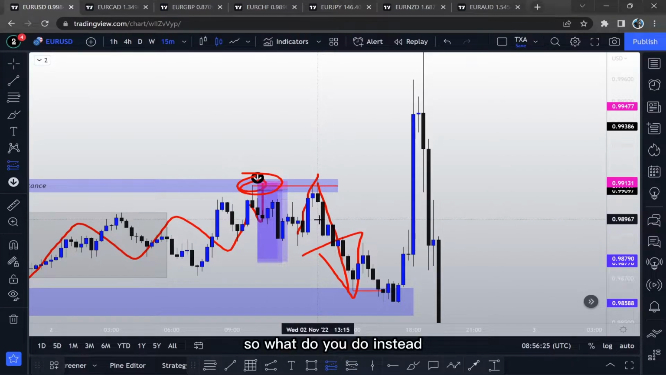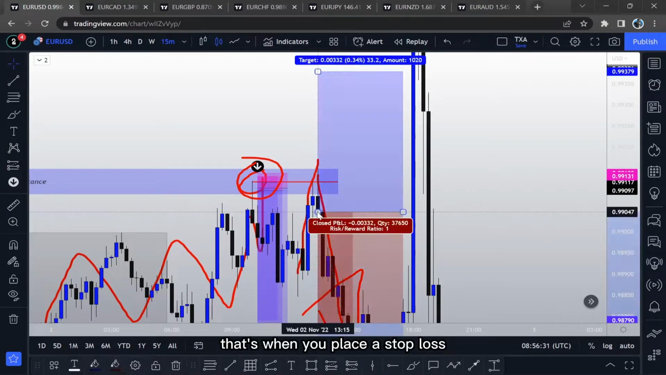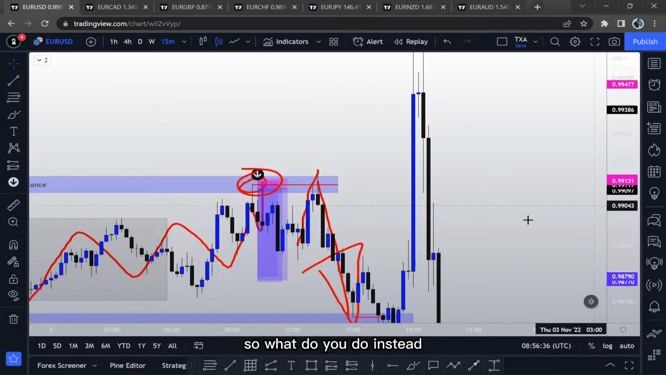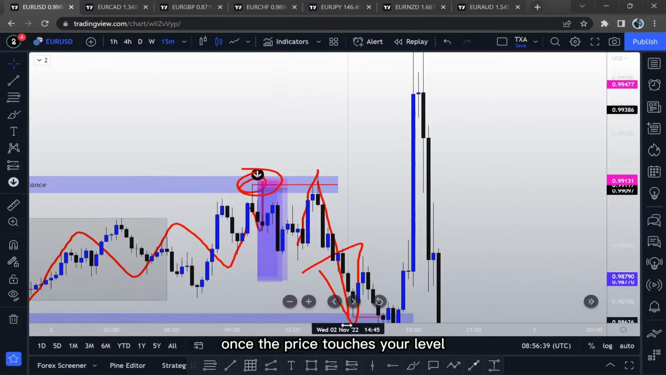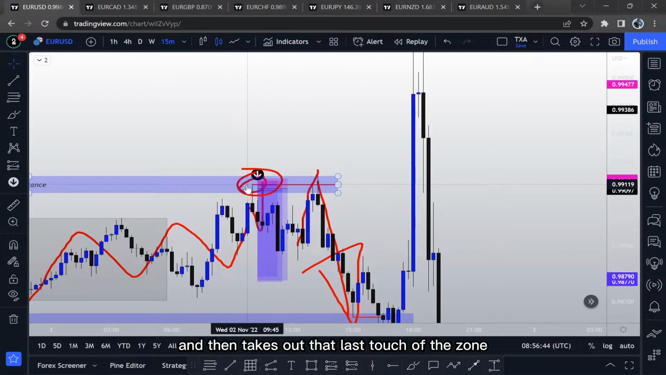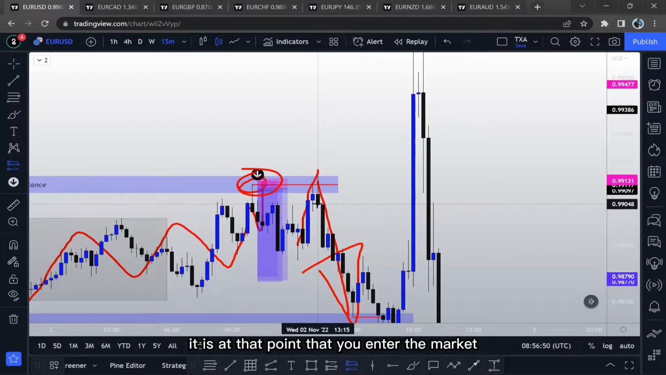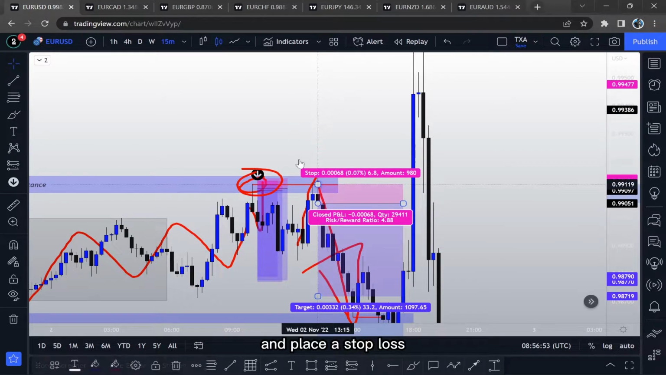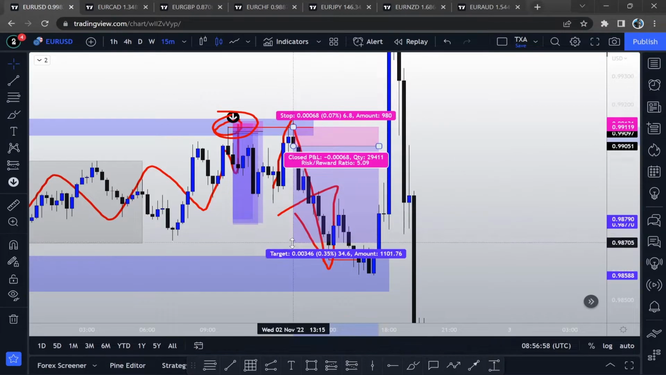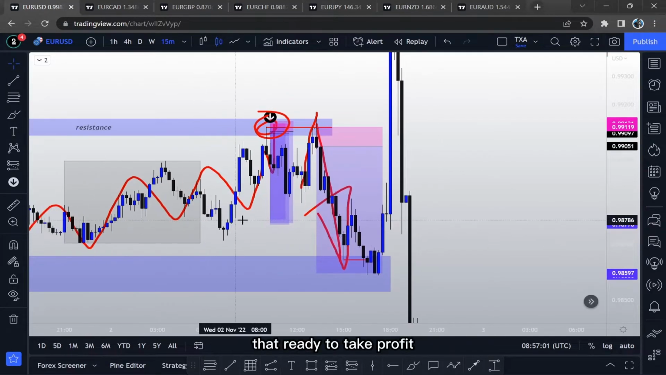So what do you do instead? As soon as this high gets stop hunted, that's when you place your stop loss. So what do you do instead? Once the price touches your level and the price retraces and then takes out that last touch of the zone, it is at that point that you enter the market and place your stop loss either on the body or on the wick or the zone itself. And that right there is to take profit.